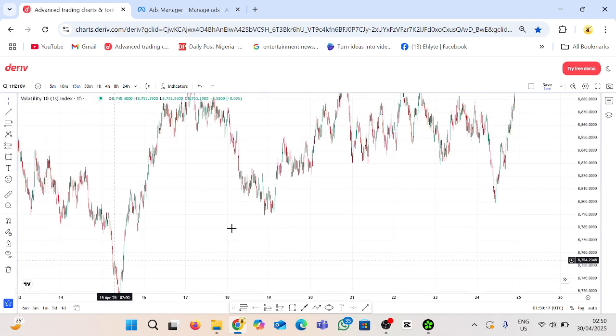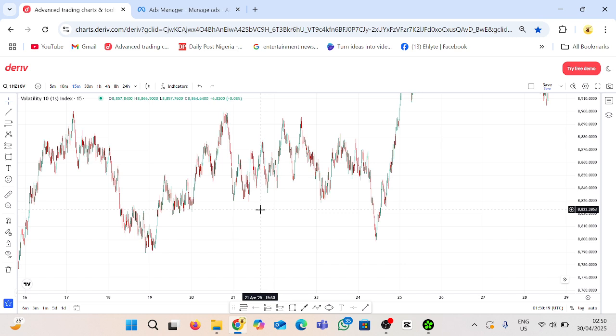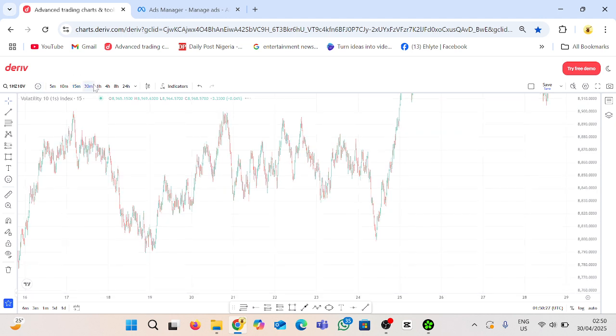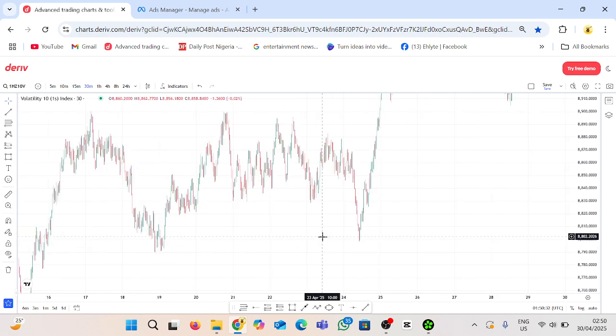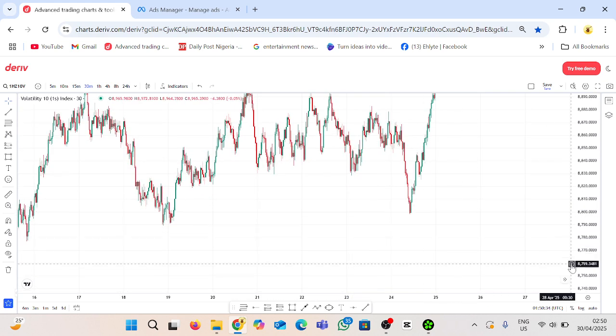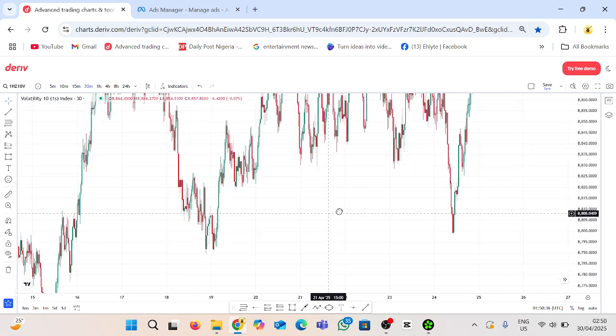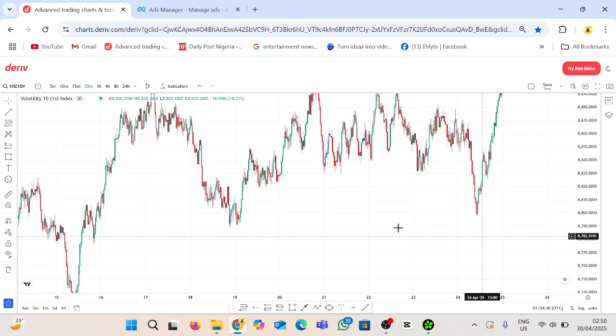Okay, so after you've understood this, there's a need for you to also understand the concept of top-down analysis. If you look very well on the 30 minutes time frame, you will see that we have a structure here.